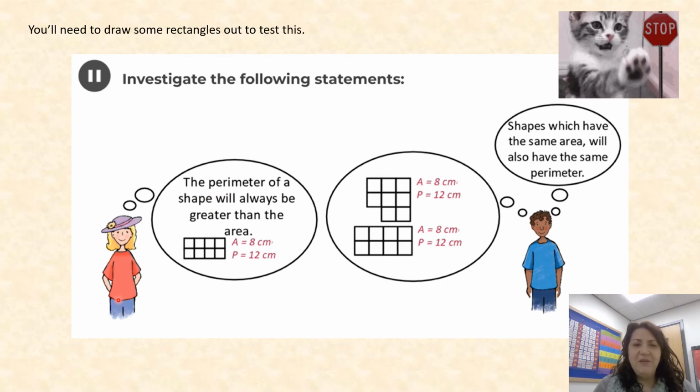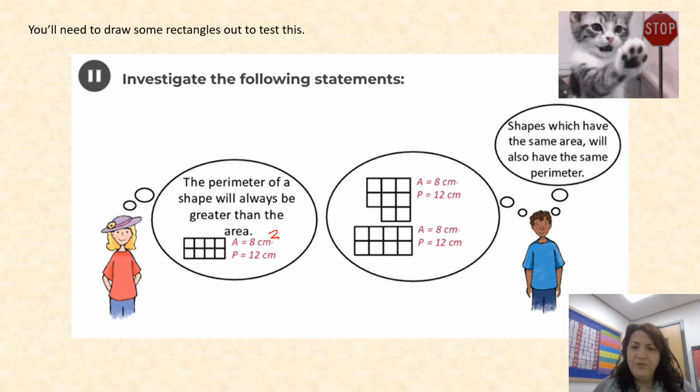So this lady says the perimeter of a shape will always be greater than the area. And she's drawn a rectangle to prove that. So the area of this shape, she has said, is 8 centimetres, and I've cut it off there by mistake. That should be squared. She said the area is 8 centimetres squared, and the perimeter is 12 centimetres. So you can see there the perimeter is bigger than the area. Is this always true? That's statement number one.